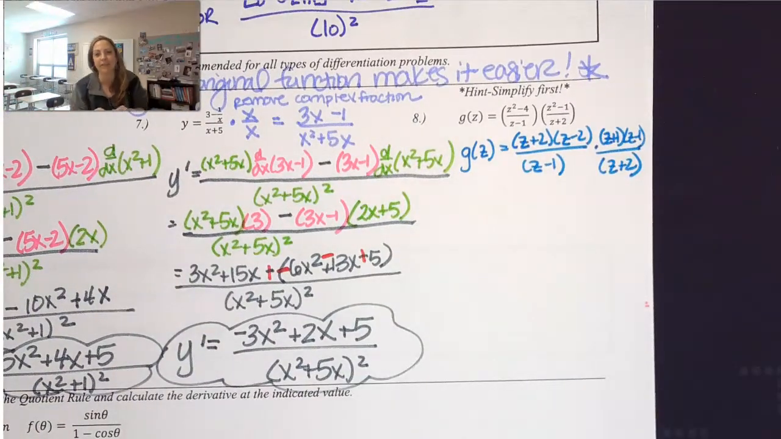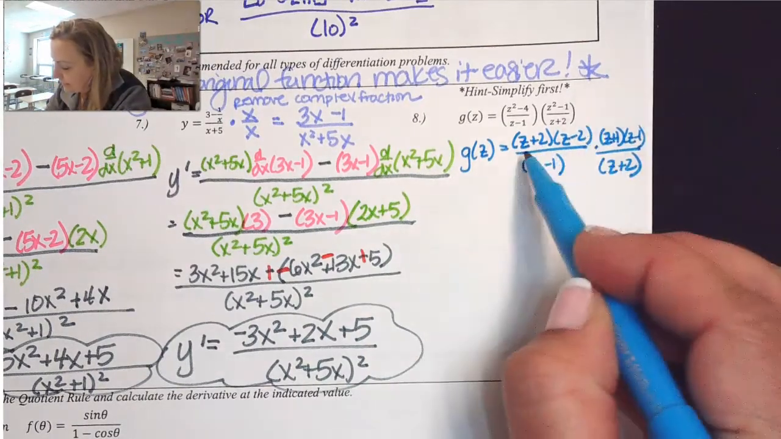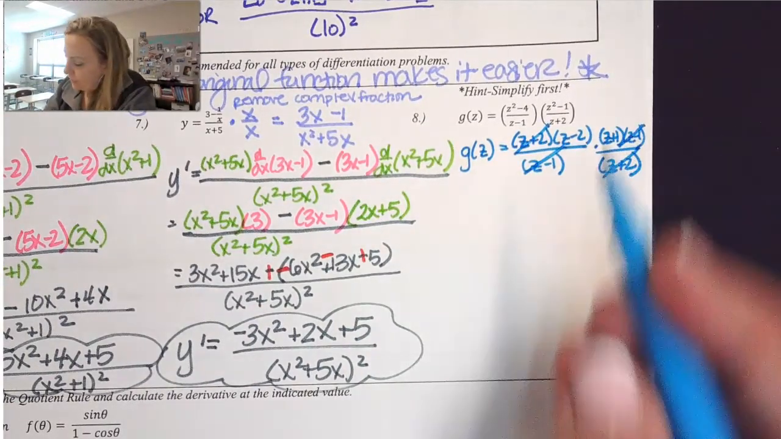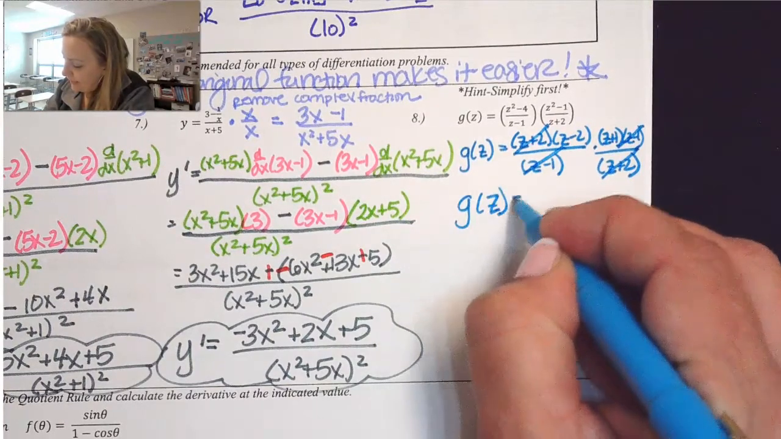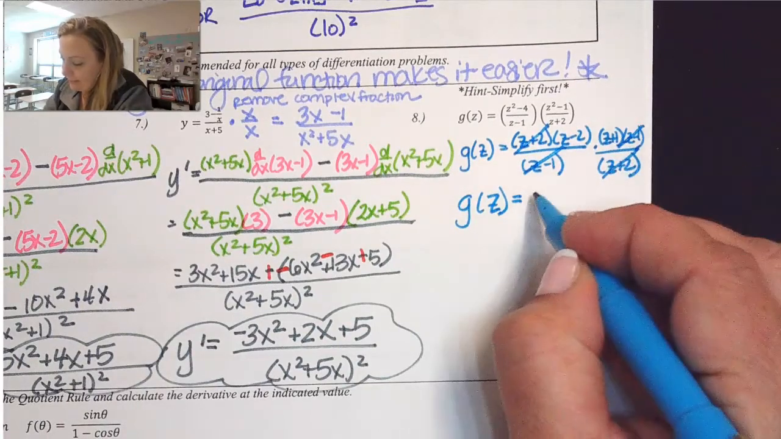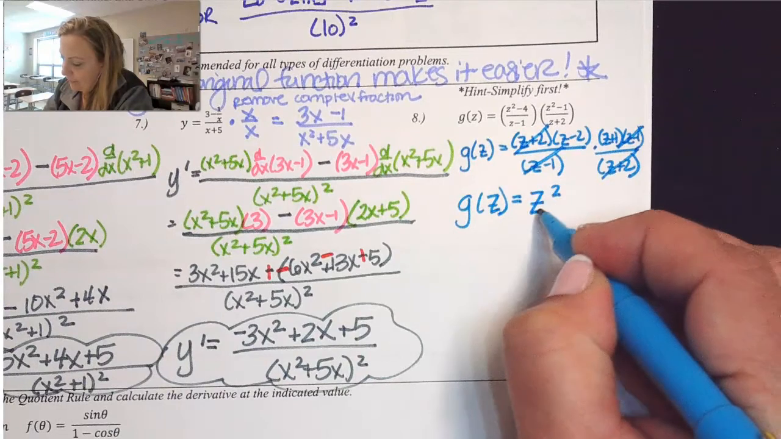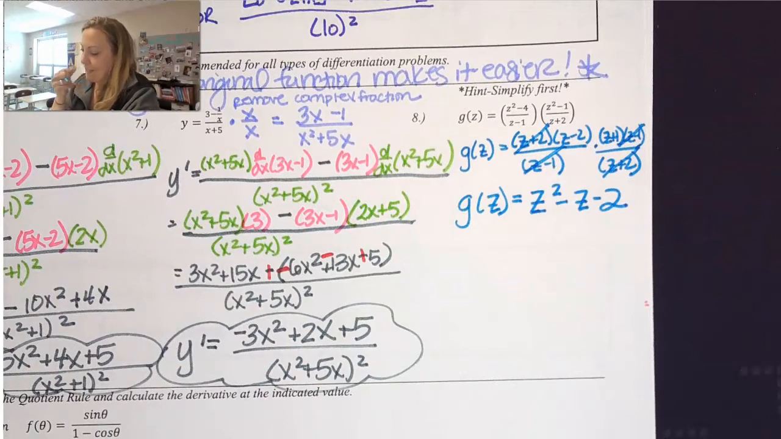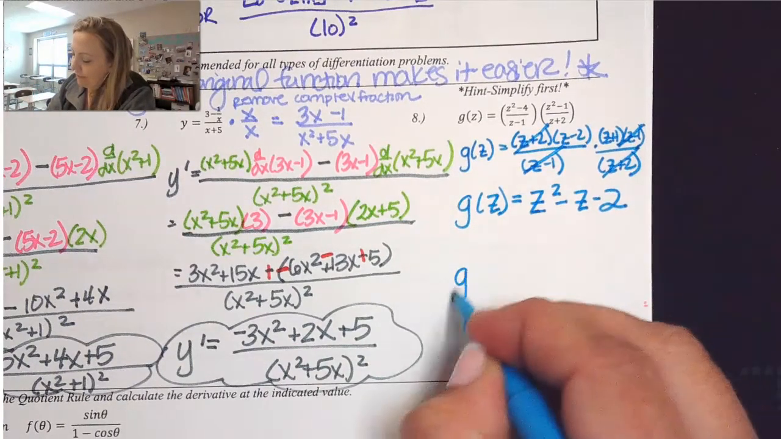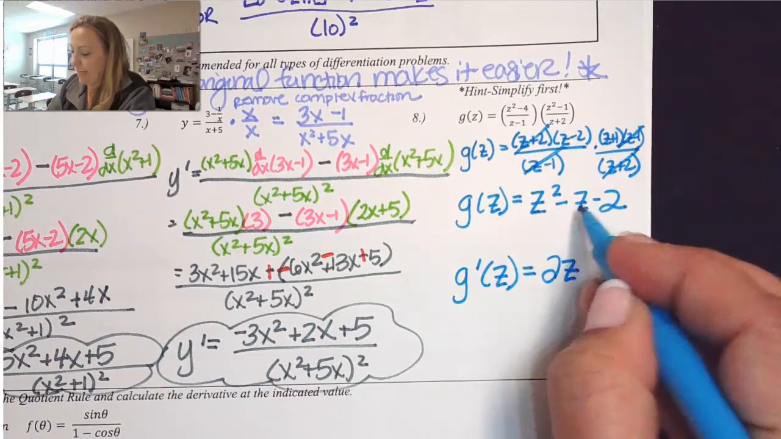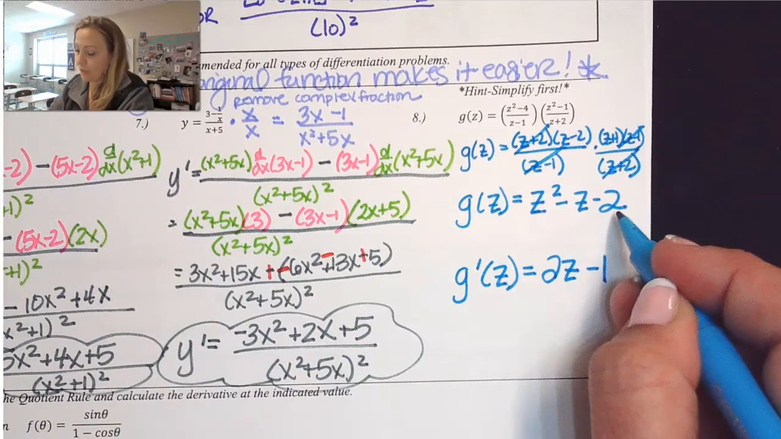So I factored my numerators, and I can see that I can cancel, right? I can cancel this z plus 2, and I can cancel this z minus 1. So I have that g of z equals z minus 2 times z plus 1. So that's essentially, it's going to be easier if we multiply it out, right? z squared minus z minus 2. So that means that if I took the derivative, that would be 2z minus 1 and then minus 0. So that would be my derivative.